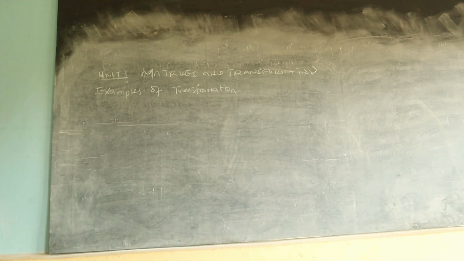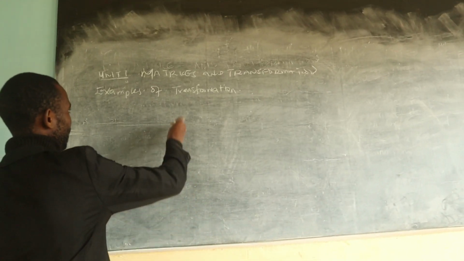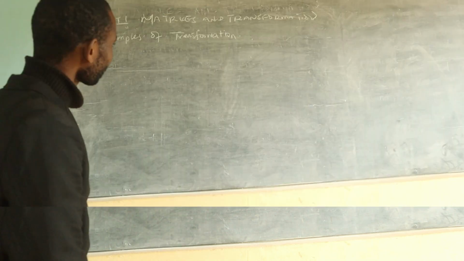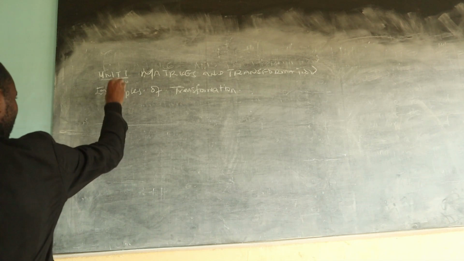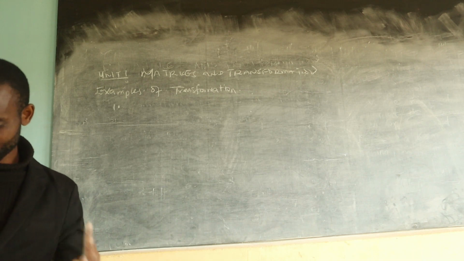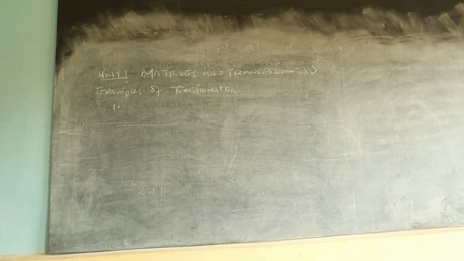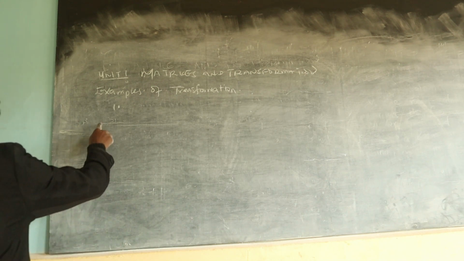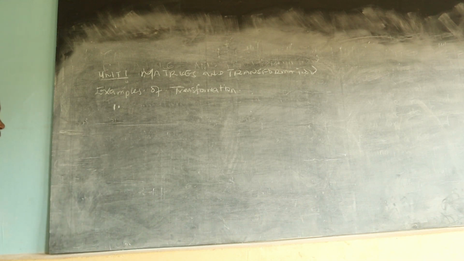Number 1, we have said that transformation is change in size, change in position, and change in shape. It is just a change, badiliko, change. So examples of transformation: for an object to be transformed, it must have gone through these four processes that I am going to name.